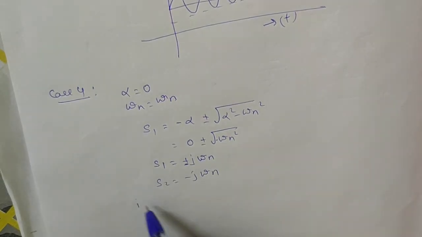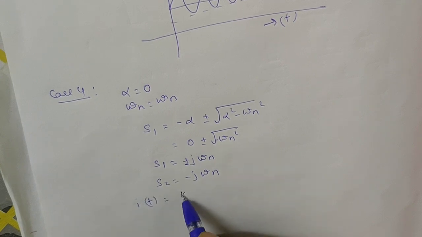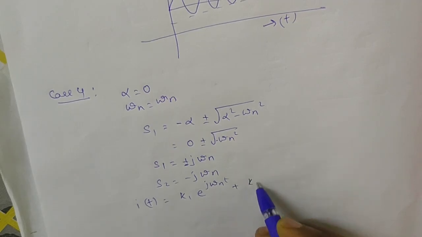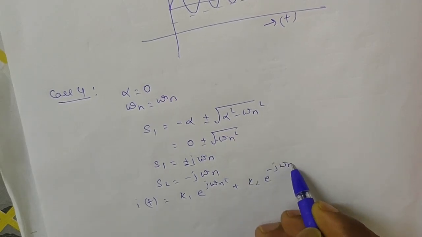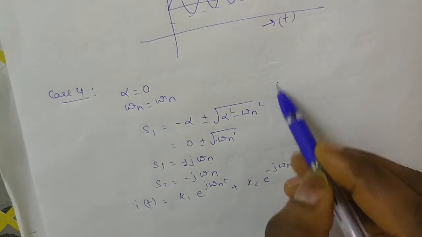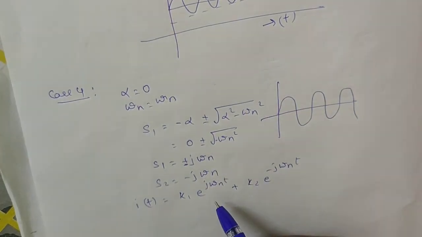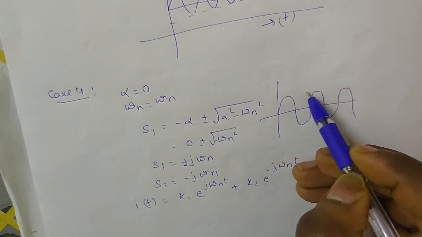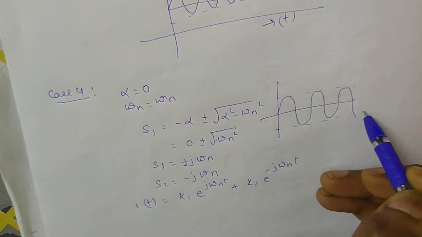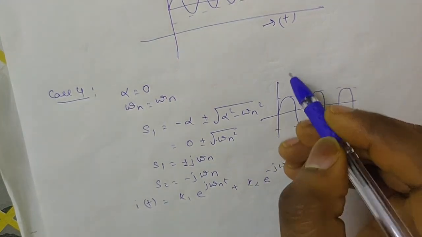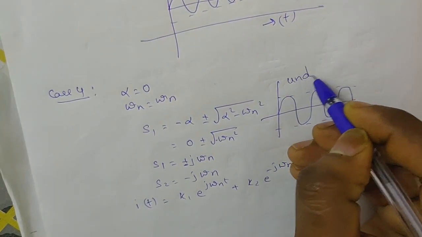Then the current i of t is equal to k1 e power j omega n t plus k2 e power minus j omega n t. Then the response will be fully oscillatory. There is no decaying factor here, so there is no reduction in the oscillations. This is called the undamped condition.